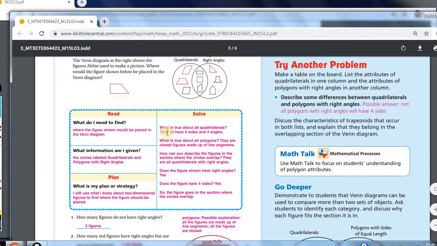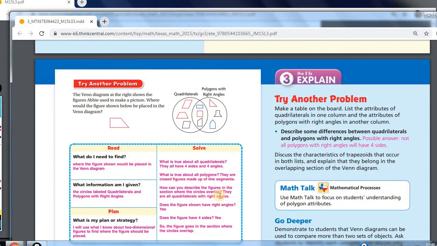So how do I solve it? What is true about all quadrilaterals? I've got to look at quadrilaterals. They all have 4 sides, and they all have 4 angles. Notice how this one doesn't. What is true about all polygons? Well, all these polygons are closed figures made up of line segments.